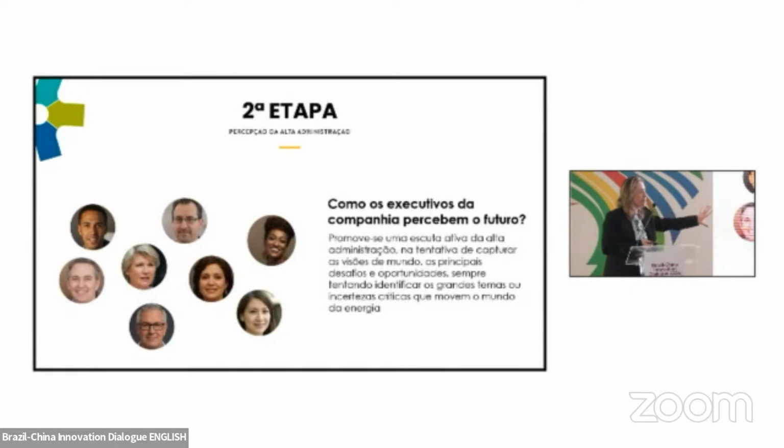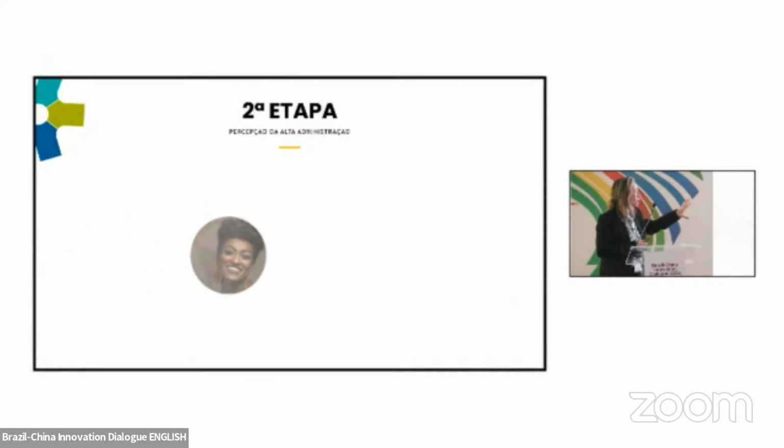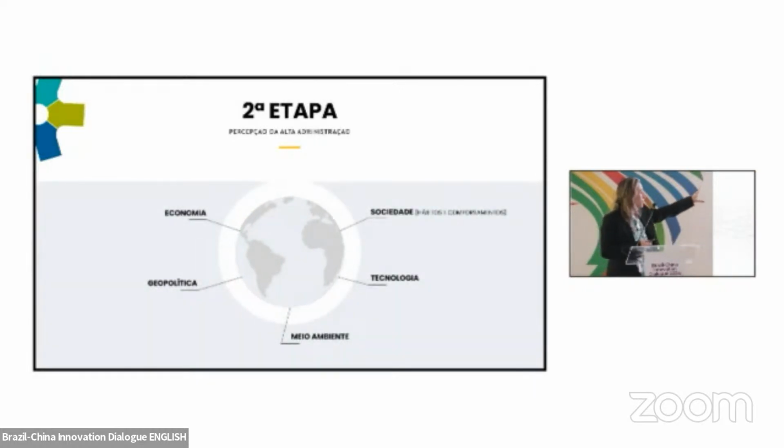The second stage would be the perception of the administration, so the senior administration. We have seen the possibility of actually listening to people with a different view, and that would be enriching to the analysis. We have the perception of the senior administration about many different topics.